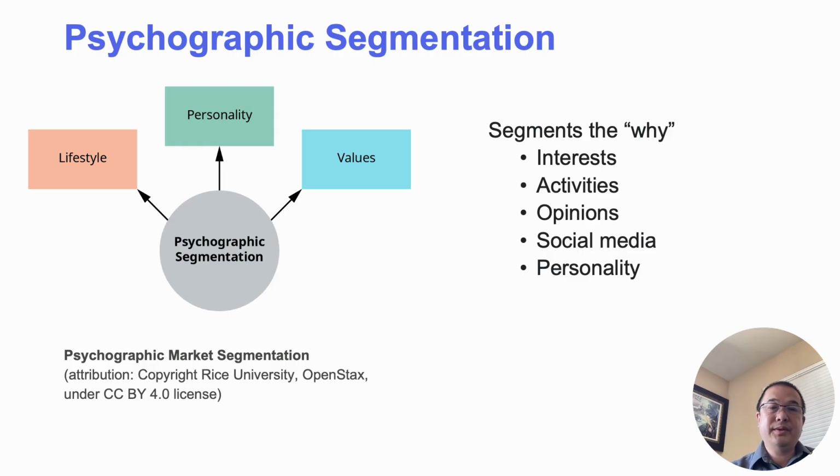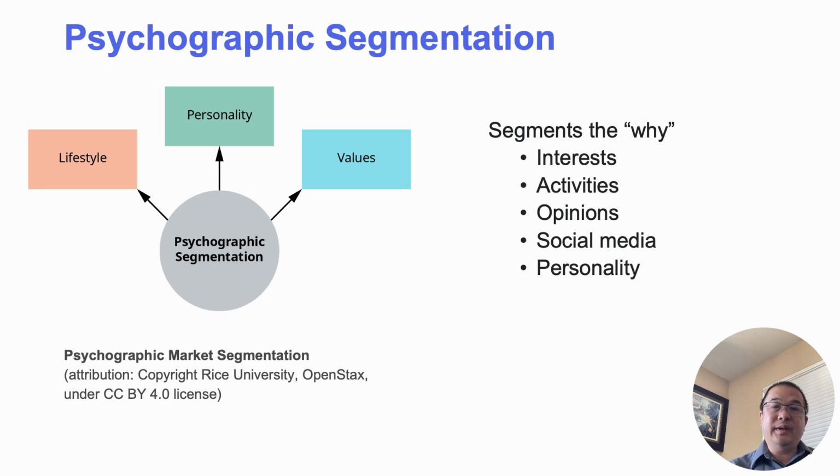Number 3, values. Values are the beliefs and principles that influence buying decisions. As an example, Patagonia attracts customers who value environmental protection. Tesla appeals to customers who value innovation and clean energy.